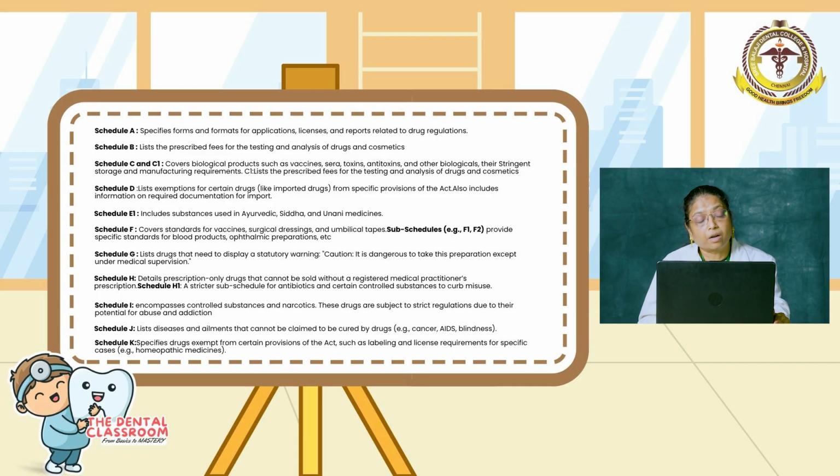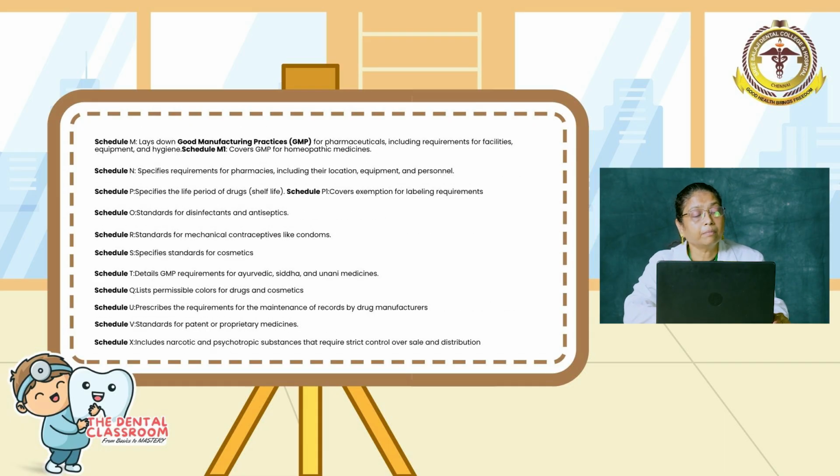Schedule I encompasses controlled substances and narcotics. These drugs are subject to strict regulations due to their potential for abuse and addiction. Schedule J lists the diseases and ailments that cannot be claimed to be cured by drugs, that is cancer, AIDS or blindness. Schedule K specifies the drugs exempt from certain provisions of the Act such as labeling and license requirements for specific cases. Examples include homeopathic medicines.